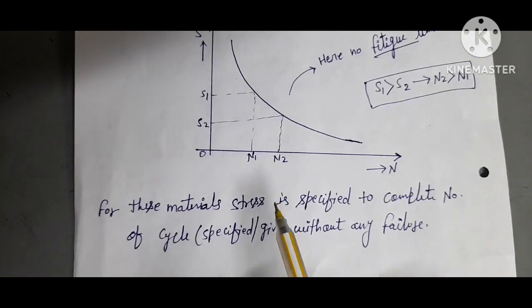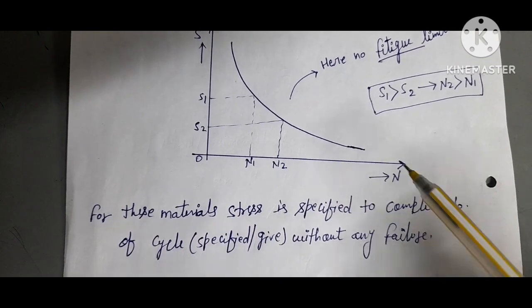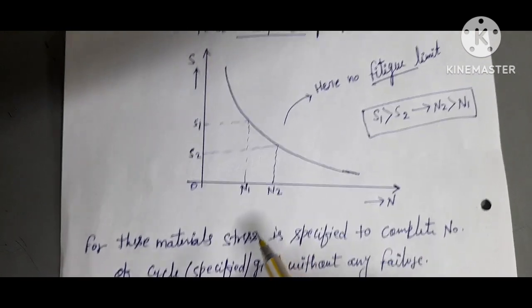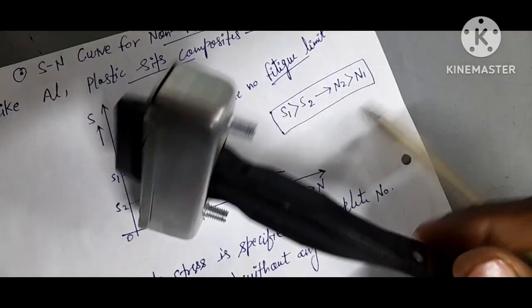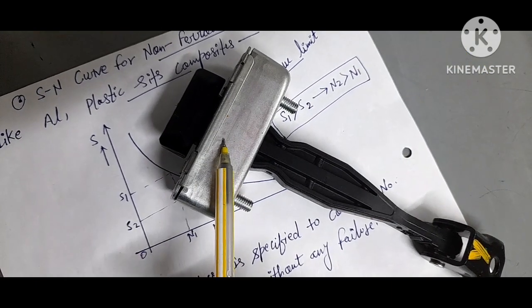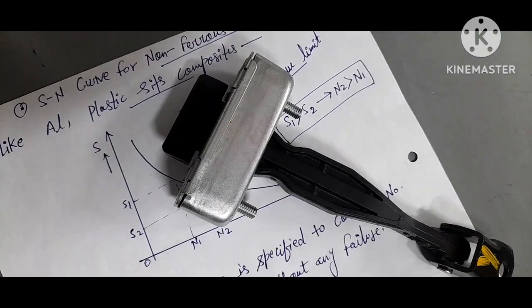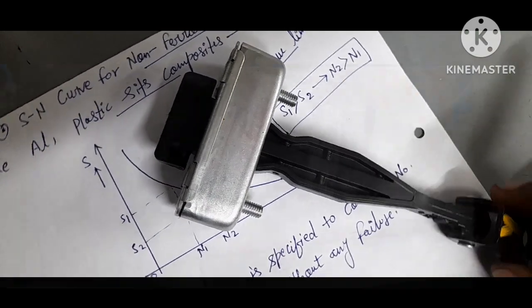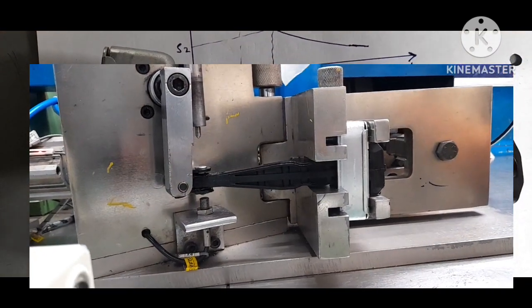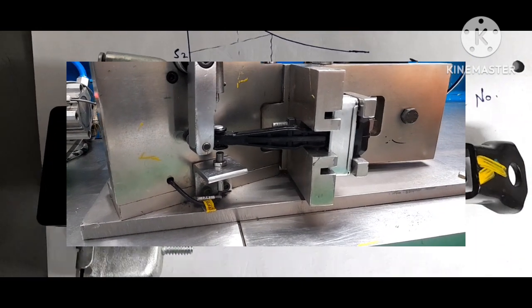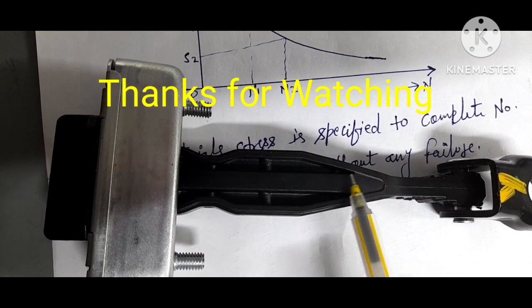So for these materials the stress is specified, and the number of cycles is also given for that particular non-ferrous material. You see here, this is a non-ferrous material, and this housing moves from here to here. You see it at the top of the video. This part was also tested in the lab and its endurance limit found for the particular sigma ut as well as the particular number of cycles.